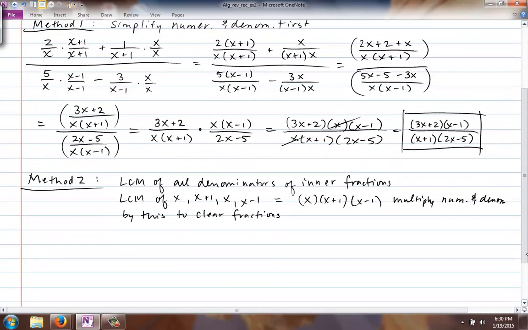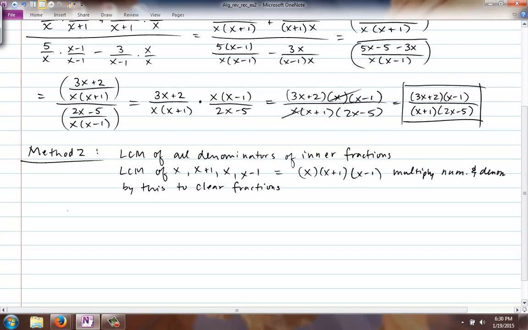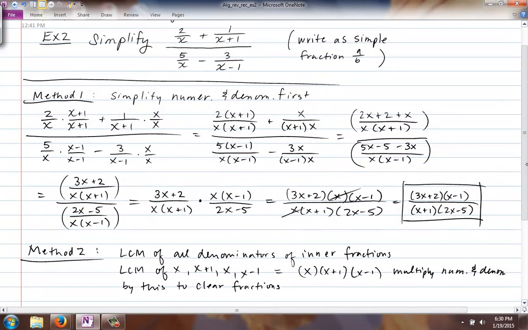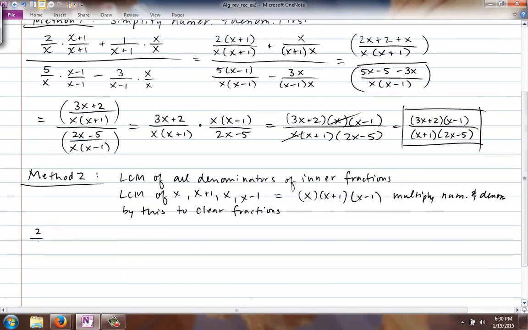So let's do that and see how this works. Okay, our original problem was 2 over x plus 1 over x plus 1, all that, divided by 5x minus 3 over x minus 1. So we found this LCM, and we're going to multiply the overall numerator and the overall denominator by that. And we can do that because it's equivalent to multiplying by 1.